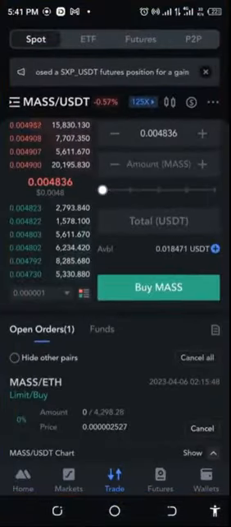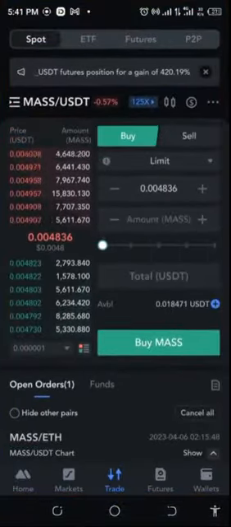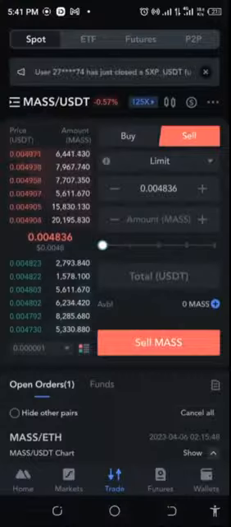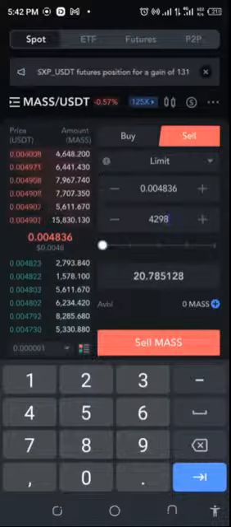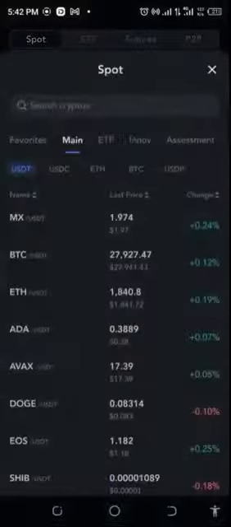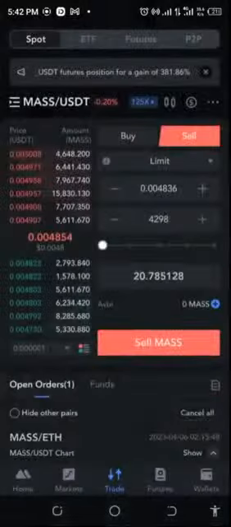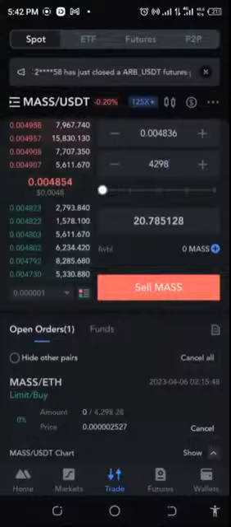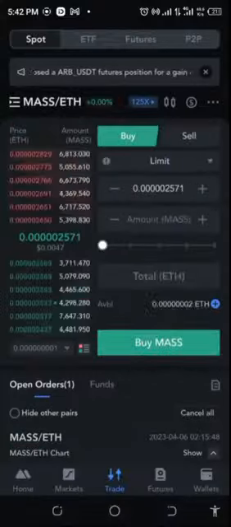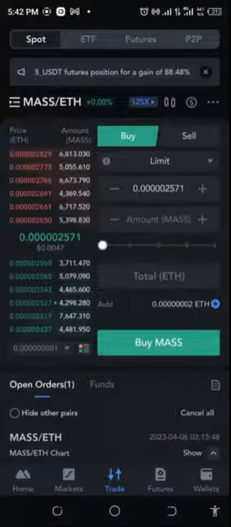So let me see what will happen. How much do we have? We have 4298. So if I click on sell and I put 4298 quantity, I'll still make profit. So that is obviously sure that I'm going to make profit. But the main issue here is to be able to get MASS ETH at the price. This is the problem. The price has decided to go up, but now it's coming down.